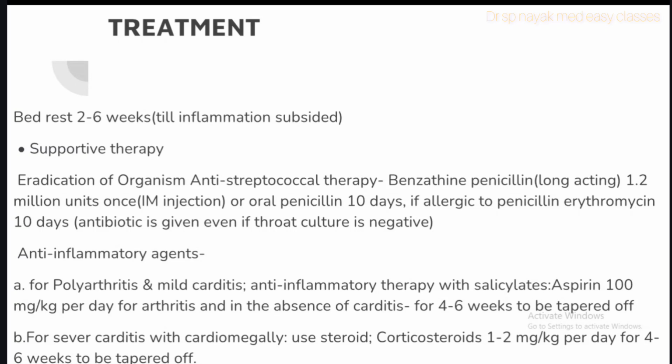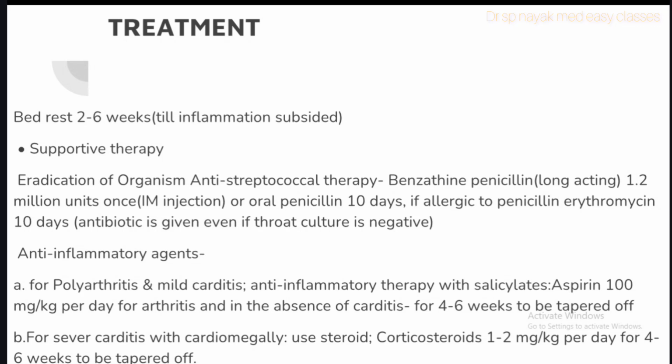Now, supportive therapy. What is supportive therapy for rheumatic fever? It includes eradication of the organism, anti-streptococcal therapy. It includes benzathine penicillin, long-acting, 1.2 million units as a single intramuscular injection, or oral penicillin for 10 days. If allergic to penicillin, then we are going to prescribe erythromycin for 10 days. Antibiotic is given even if the throat culture is negative.